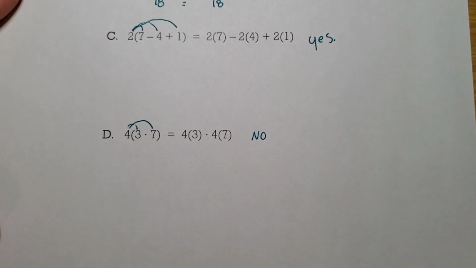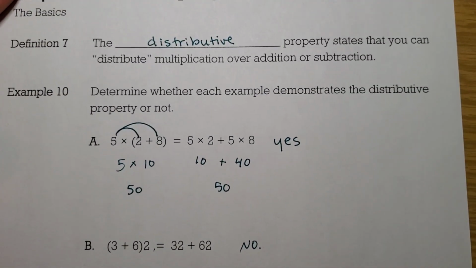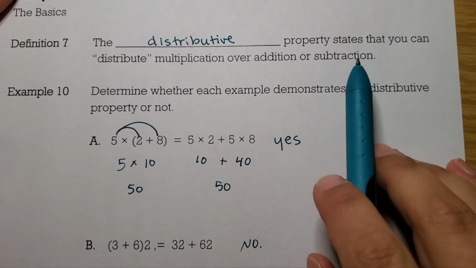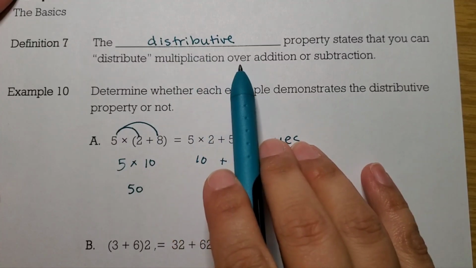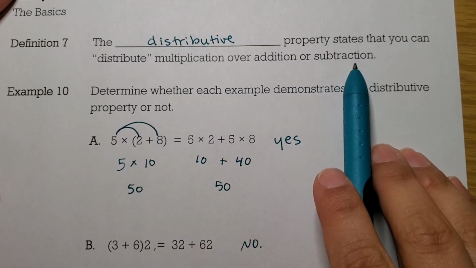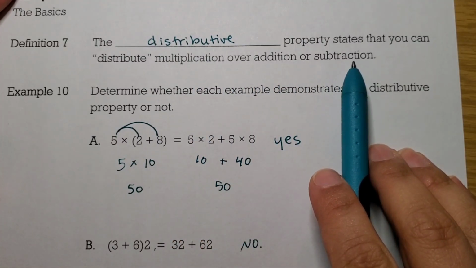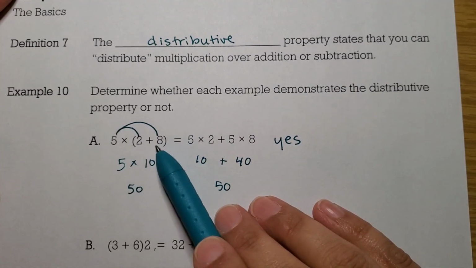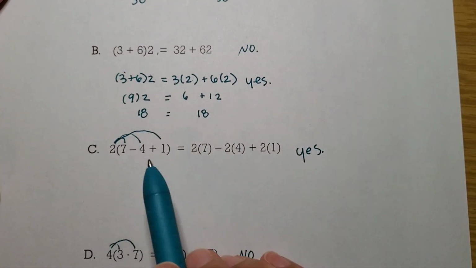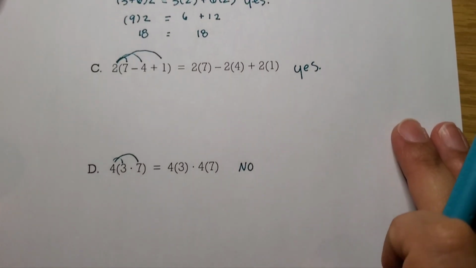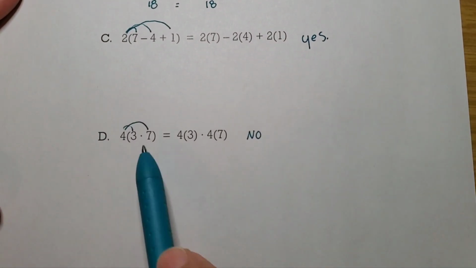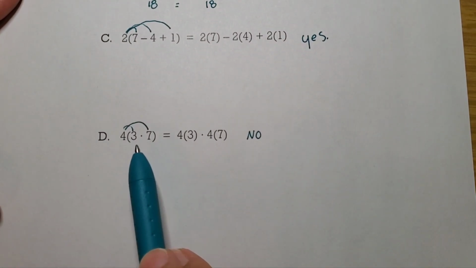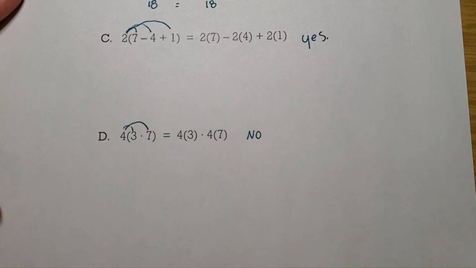So no, this is not the distributive property. Wait, what? Why not? So if I go back up to our definition of the distributive property, it states that you can distribute multiplication over addition or subtraction. So that means the operation in those parentheses has to be adding or subtracting. In this example, we have multiplying. And if you have multiplying on the inside of the parentheses, it does make a difference.